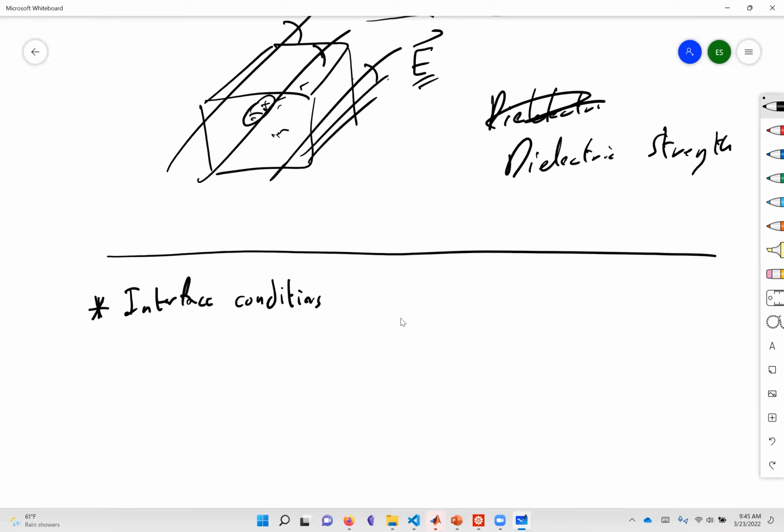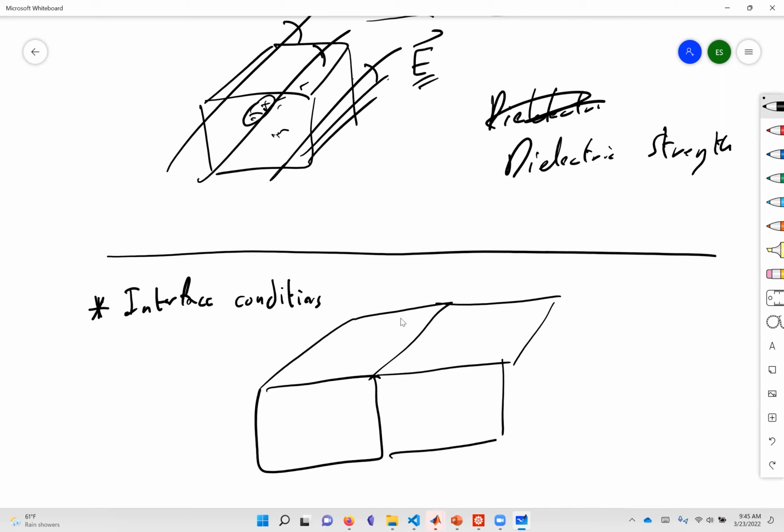Interface conditions. So we understand materials, but what if we have two different kinds of materials connected together? Essentially, what happens at the boundary of materials? So you have material and air, so you have epsilon naught. What happens at the boundary? You have the material, epsilon 1, and then you have some other material, epsilon 2. What happens at the boundary? So that's the next thing that we're going to study.